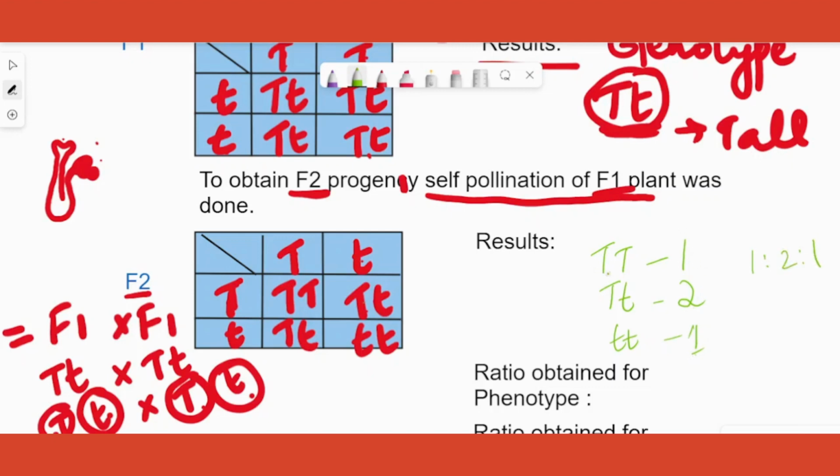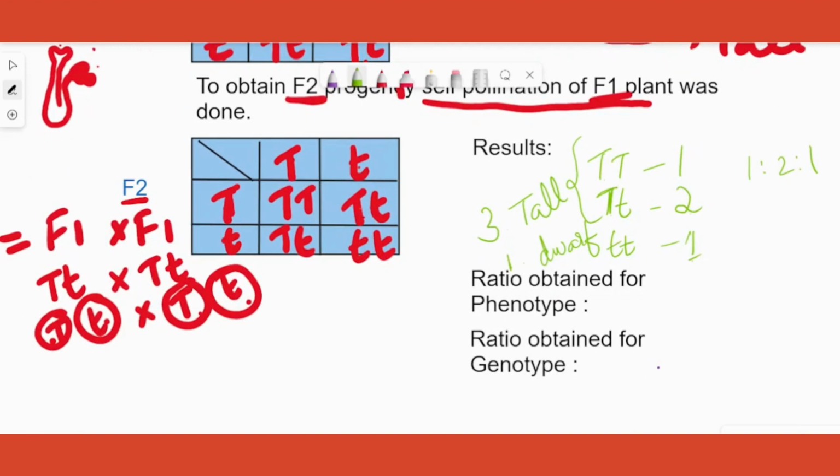However, if you notice, this and this are tall itself. Correct? They are all tall. Capital T capital T or capital T small t, whatever the condition is, since there is a dominant allele over here, this is going to be tall. Alright. So how many tall did we get? 2 plus 1, 3 we got. 3 tall and 1 dwarf. So what will be the phenotypic ratio? What is phenotype? Phenotype is what you see. Correct? So the phenotypic ratio becomes 3 is to 1 and the genotypic ratio is 1 is to 2 is to 1.